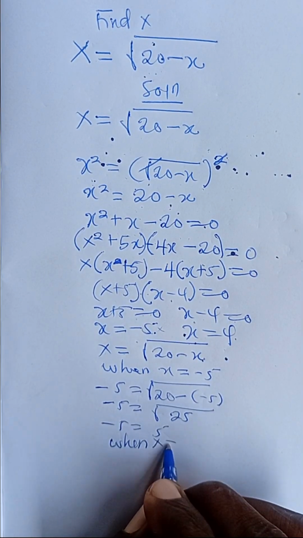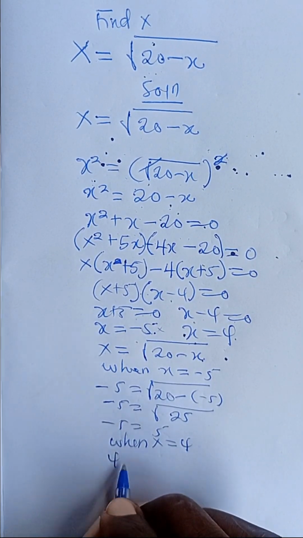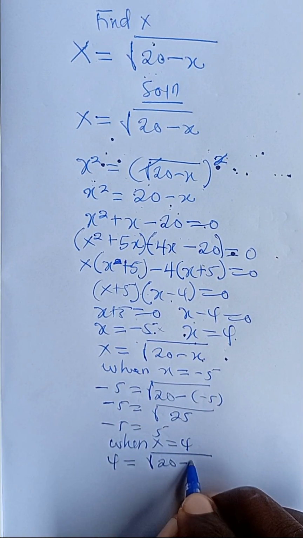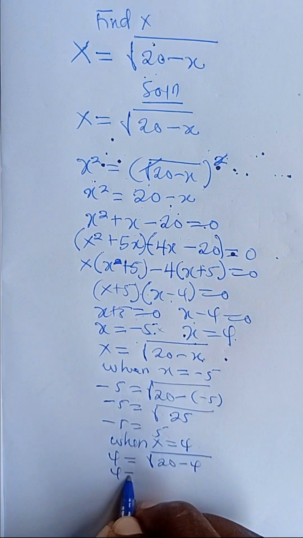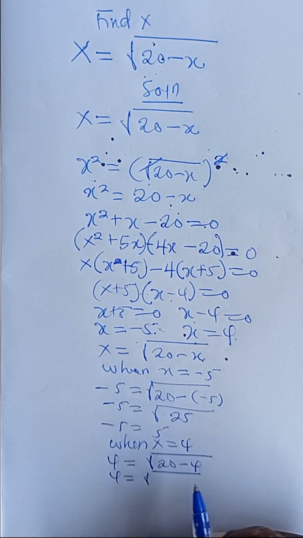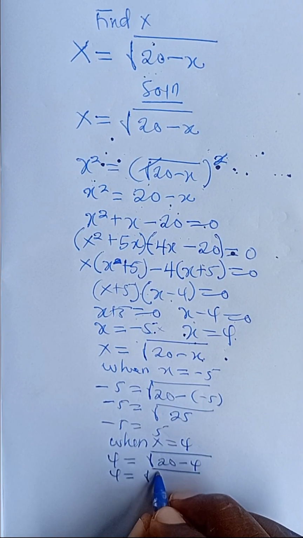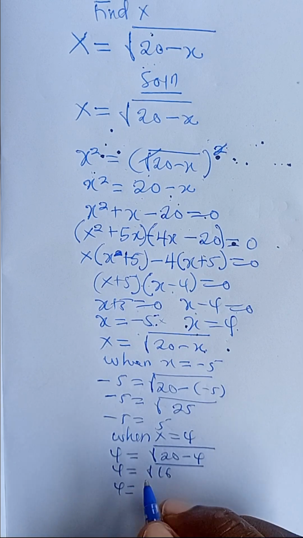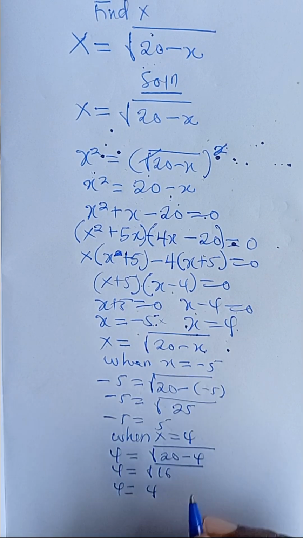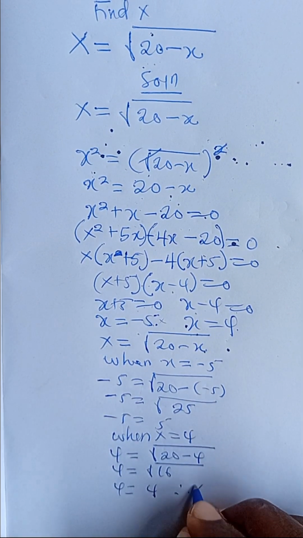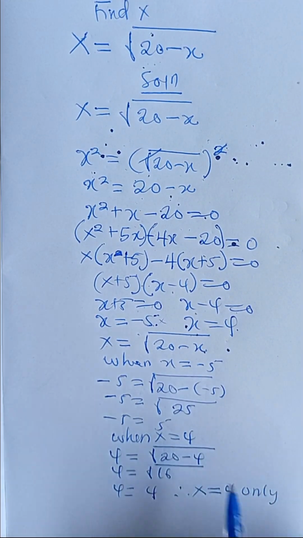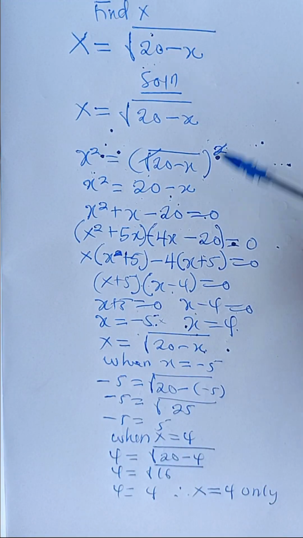When x is equal to 4, we have 4 is equal to the square root of 20 minus 4. So 4 is equal to the square root of 20 minus 4, which is 16. So we have 4 is equal to the square root of 16, which is 4. You see, 4 is equal to 4. Therefore, we can say the value of x is equal to 4 only, since it satisfies the real equation.